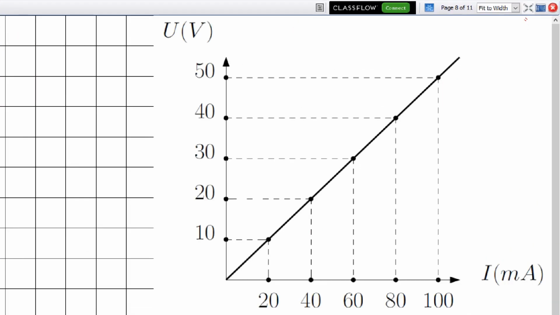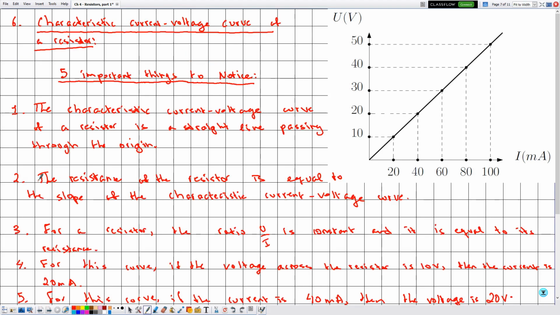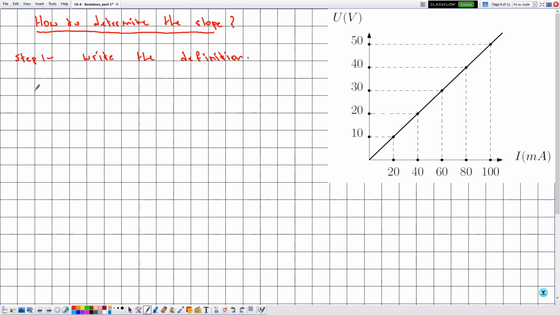Here in this graph, we have I and U, and we know that U, I, and R are related via Ohm's law. So from this curve we can calculate the value of the resistance R, but not using Ohm's law, however using the slope method. So the first step, step number 1, is to write the definition. And the definition is given by idea number 2, the resistance of the resistor is equal to the slope of the characteristic current voltage curve.